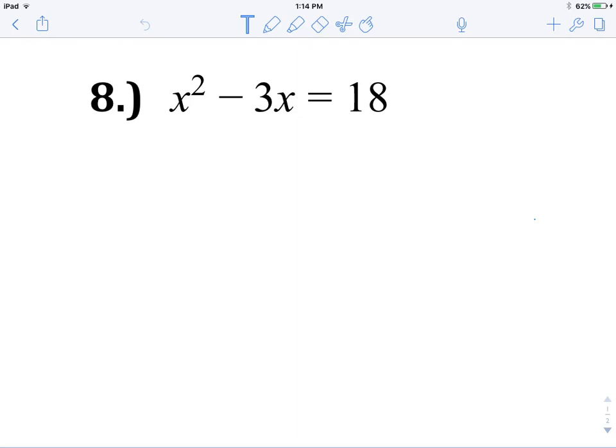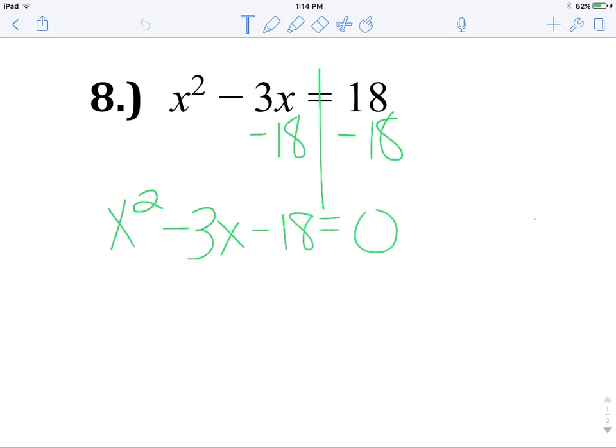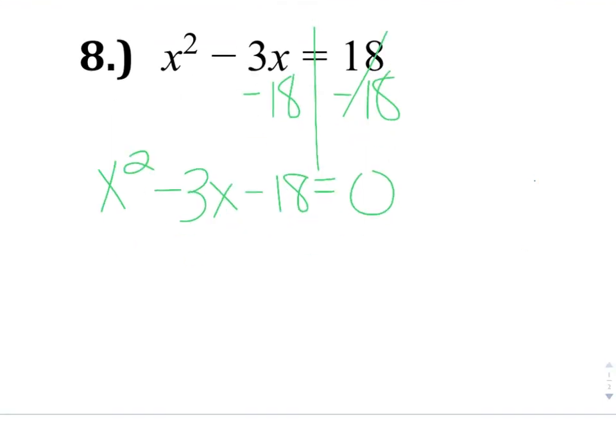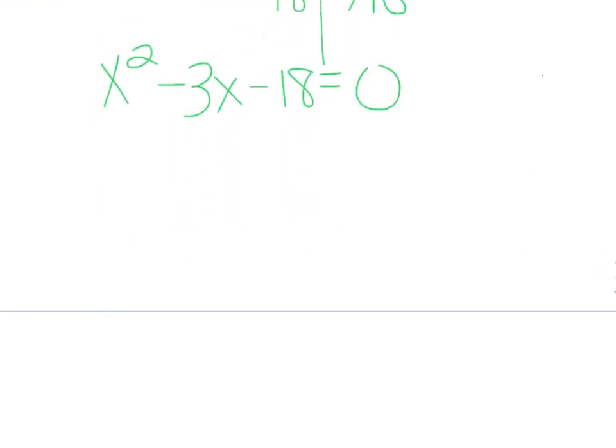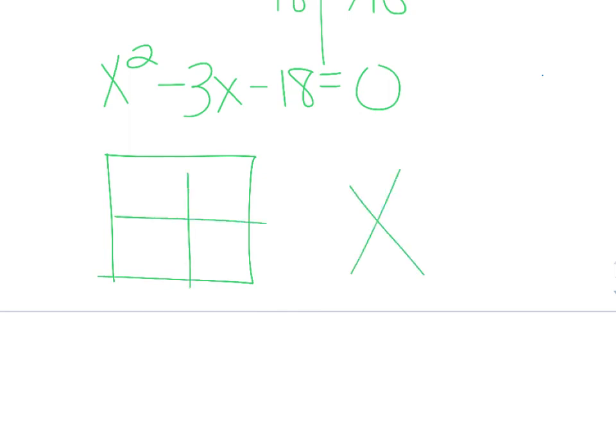Okay, for the last problem, first off, you will notice that it does not equal 0. So first thing we need to do is bring that 18 over to the left side. So when we do that, we have x squared minus 3x minus 18 now equals 0. Now we're ready to start with our factoring. So we're going to do our rectangle and our diamond, and we're going to set this up. X squared top left, negative 18 bottom right, multiply them to get the top of the diamond, negative 3x in the bottom of the diamond, and now we need two numbers that multiply to give us negative 18x squared, but add to give us negative 3x.